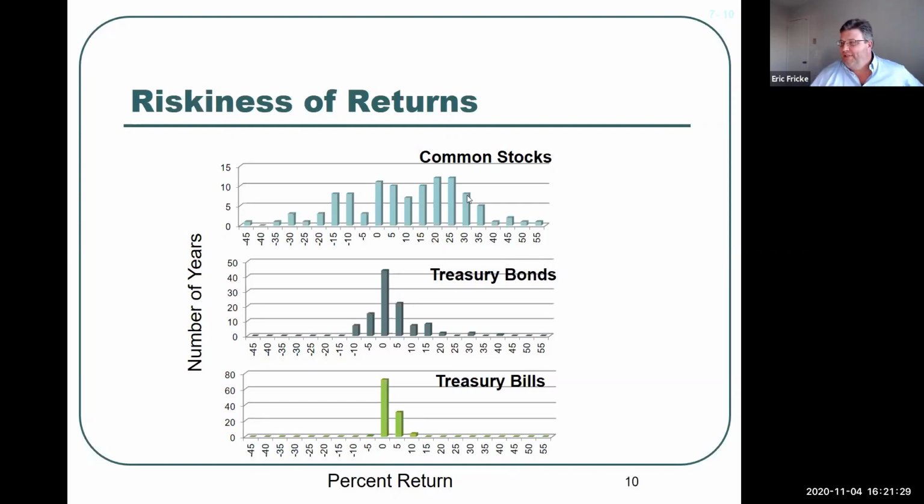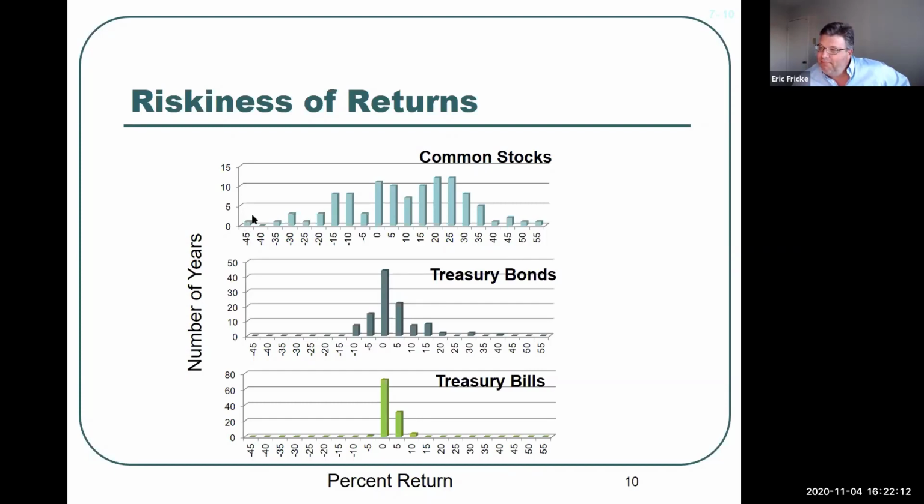All right, here's another way to represent the riskiness of different types of investments. So what we have here are common stocks, treasury bonds, and treasury bills. And so these charts, they're actually histograms. And a histogram basically is a chart where every observation you have in a certain data range is marked as 1 point. And the more observations you have at a particular number range or data range, the higher the bar will be.